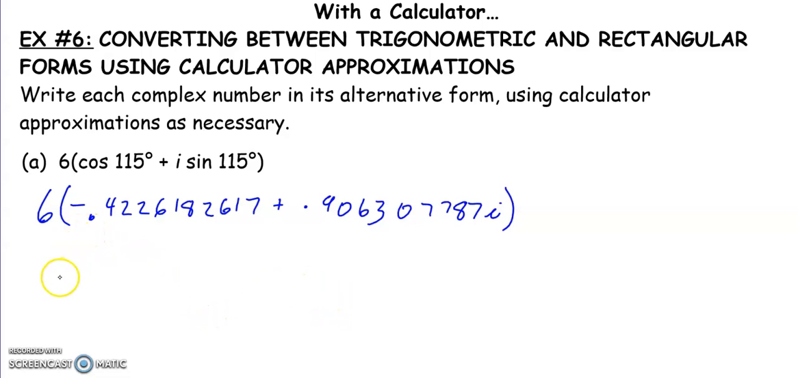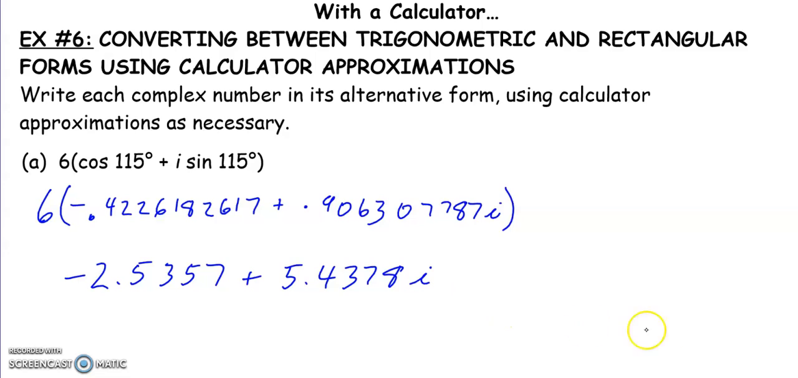Now we're going to distribute the 6 to both of these values, and I'm going to round to 4 decimal places. So that's going to give me negative 2.5357 plus 5.4378i. Even easier when it's with a calculator because you just plug it in and do it.